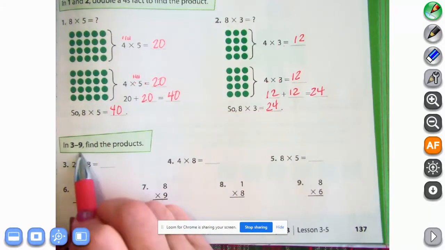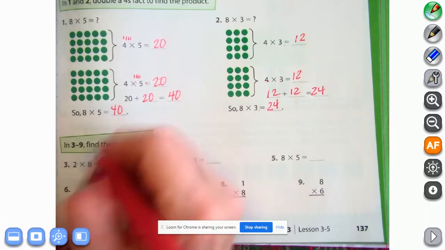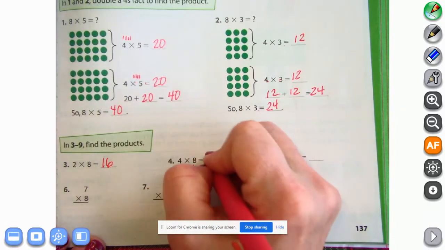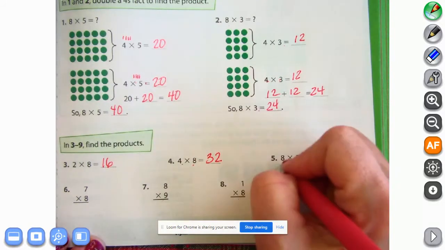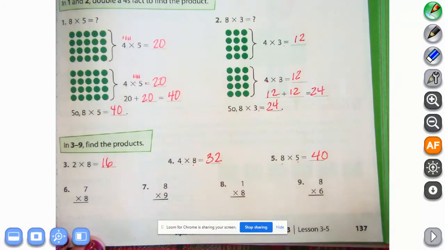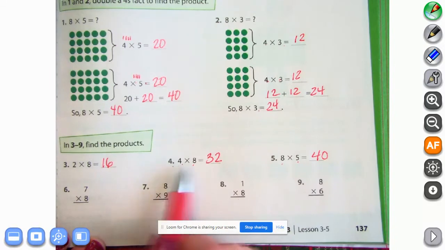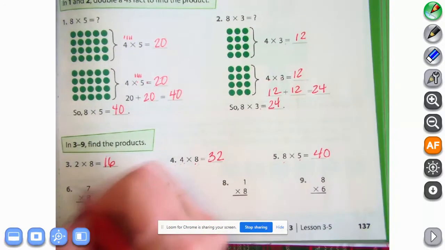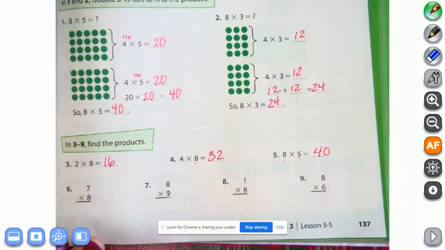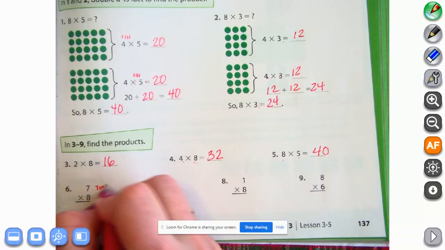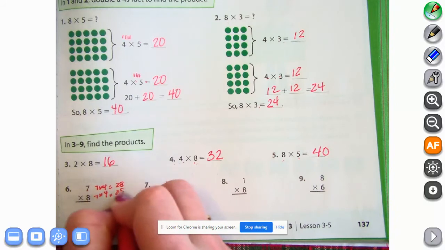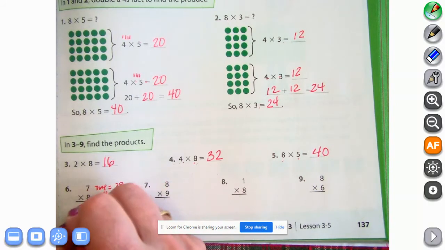All right, find the products. So 2 times 8, 16. 4 times 8, 32. 8 times 5, 40. Now, if you needed to break this down into a 4 times 4 plus a 4 times 4, that would be just fine. You get 16 plus 16 equals 32. 7 times 8, you can break that down into a 7 times 4 and a 7 times 4, which would equal 28, which equals 56.